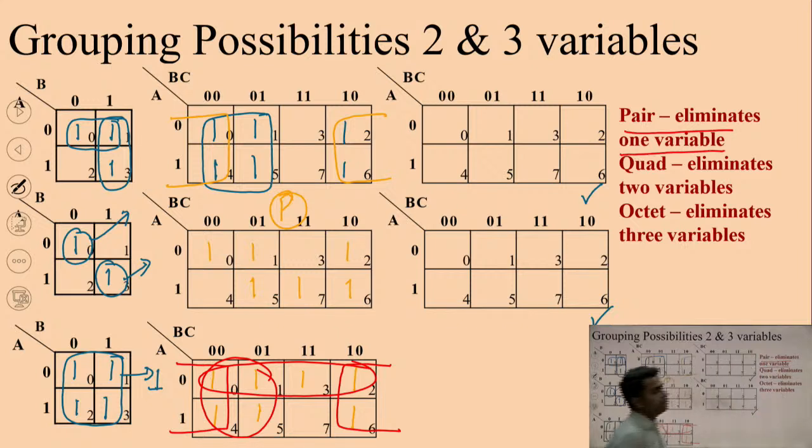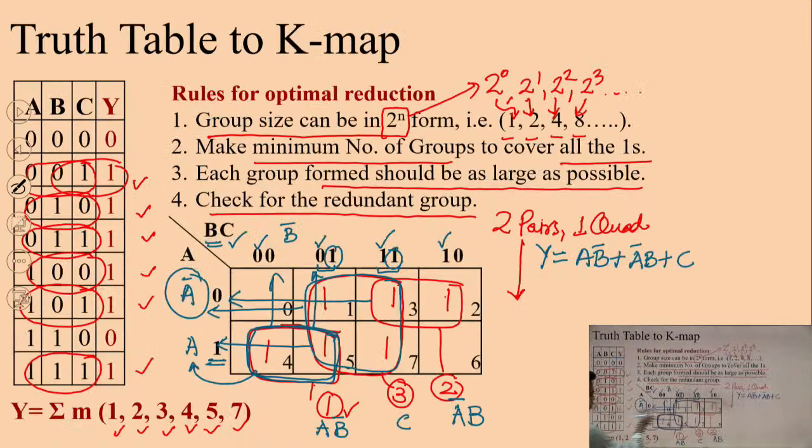Then keep this in mind. If you are making a pair, then it will eliminate one variable from the group when you write the expression. If it is a 3 variable problem and you are making a pair, then one of the variables will be eliminated from the group. Similarly, if you are making a quad, then it will eliminate 2 variables from the group. And if you are making an octet, then it will eliminate 3 variables from the group.